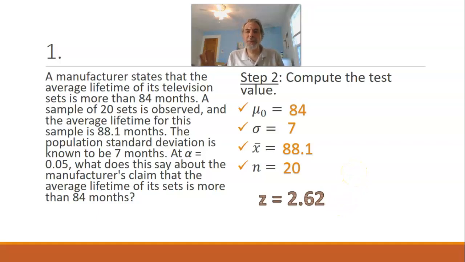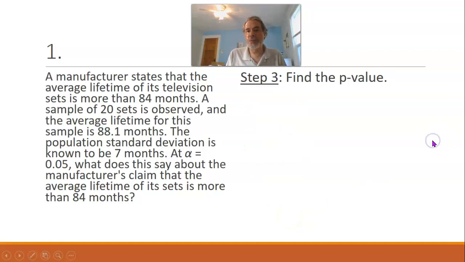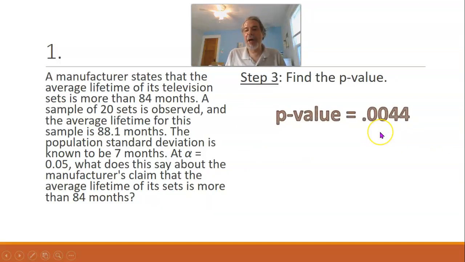And then step 3 is to give the p-value. And if you use the graphing calculator or the Excel spreadsheet or something like that, when it told you the z, it should have also given you the p-value of about 0.0044. If you're doing this yourself, if you calculated the z-value from the formula, you're going to want to look the p-value up on the table.